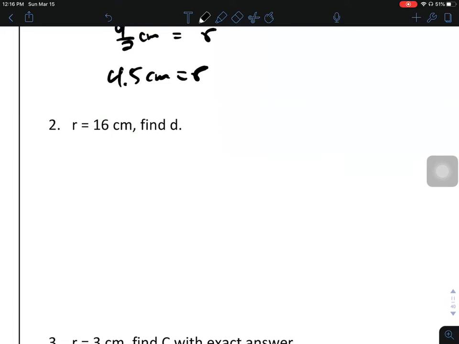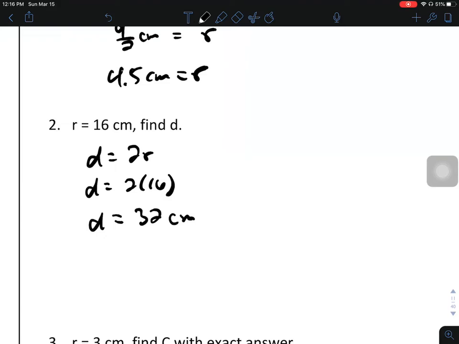Number 2, we have the radius and want to find the diameter. Well, the diameter is equal to 2 times the radius. I don't know the diameter. I do know the radius. So the diameter is 32 centimeters.